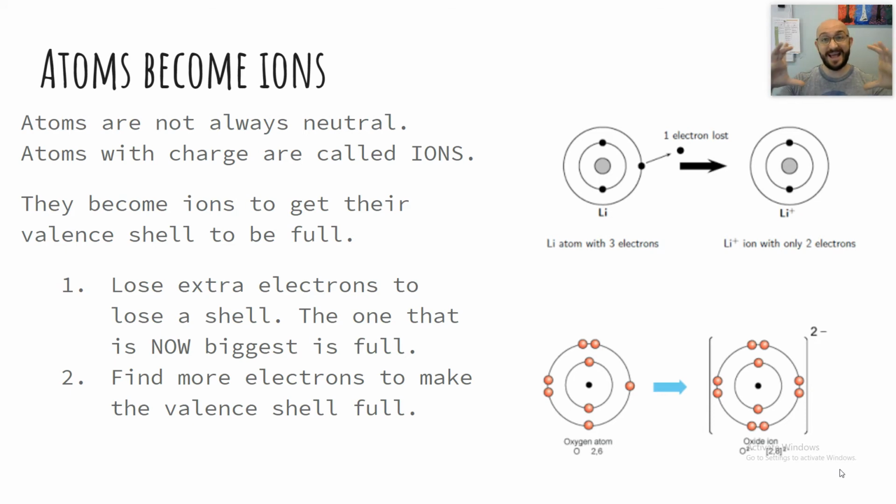So it's going to find 2 more, plug them into its empty spots. And now it has 8 valence electrons. So it's happy. It's stable. The valence shell is full. Of course, this means that I now have 2 extra electrons. So I now have a -2 charge.